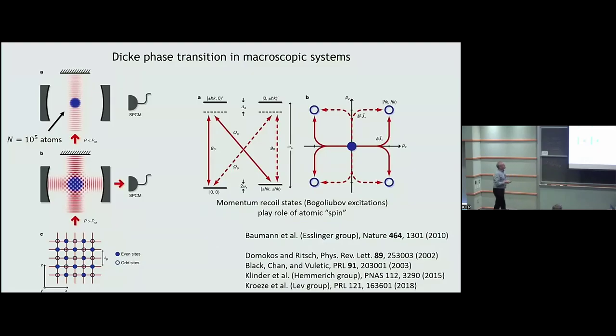These experiments were done with a very large number of atoms, so clearly in the thermodynamic limit, and that's where the experimental work has been done so far. What we're bringing to this problem is returning to the Dicke phase transition, but in a very mesoscopic regime with a fixed number of atoms and therefore also a great deal of control.